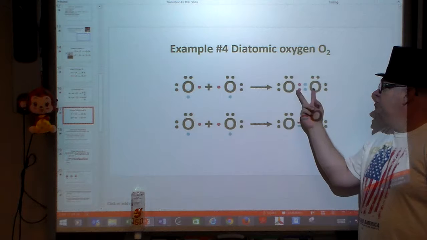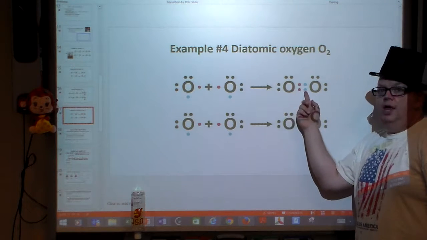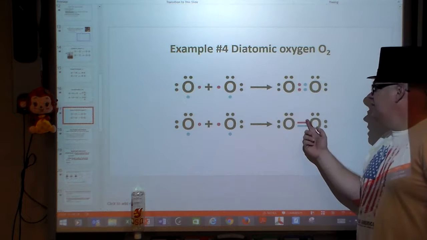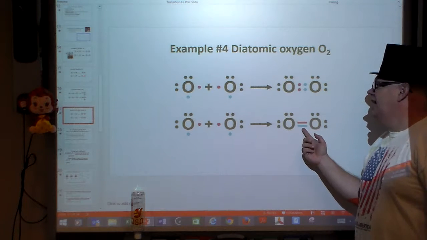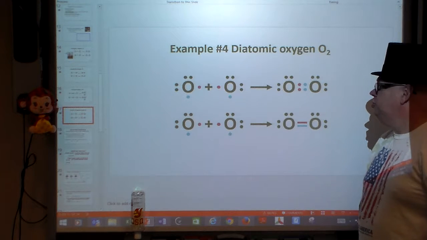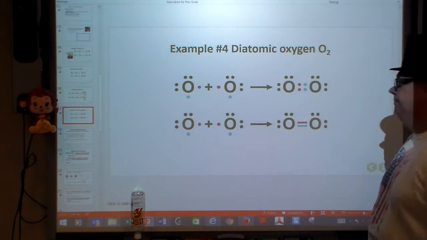So these 2 oxygen atoms are sharing a total of 4 electrons, or 2 electron pairs. Now we represent that with 2 lines like this, one to represent the red, one to represent the blue, and this is what we refer to as the double bond.